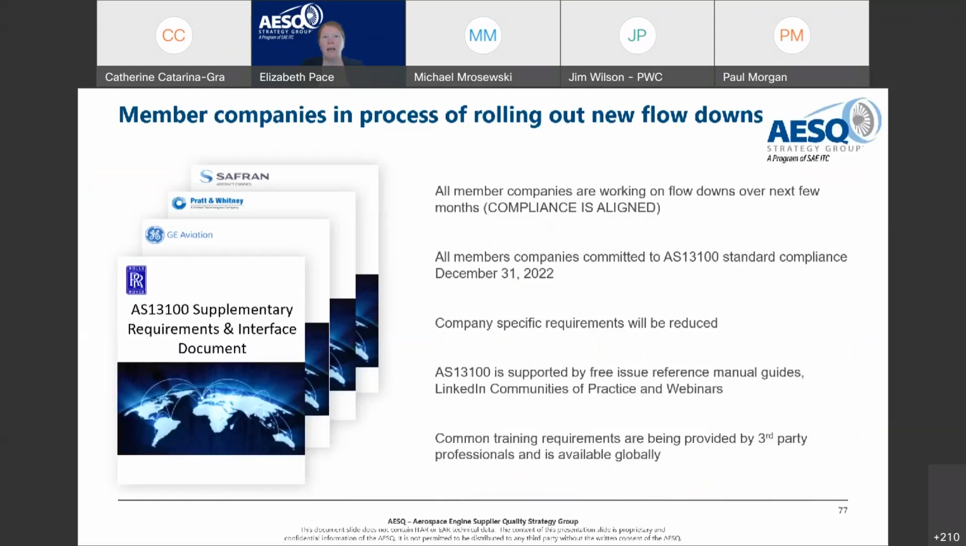Okay, so just some quick highlights here, to recap what we've talked about so far. All of the member companies are working on flowdowns over the next few months. Compliance is aligned. All member companies are committed to the AS13100 standard compliance date of December 31st, 2022. Company-specific and unique requirements will be reduced. AS13100 will be supported by free issue reference manual guides, linked communities of practice, and webinars, and those are by topic. I have a few more slides on that as well. And then common training requirements are being provided by third-party professionals and are available globally. Next slide.